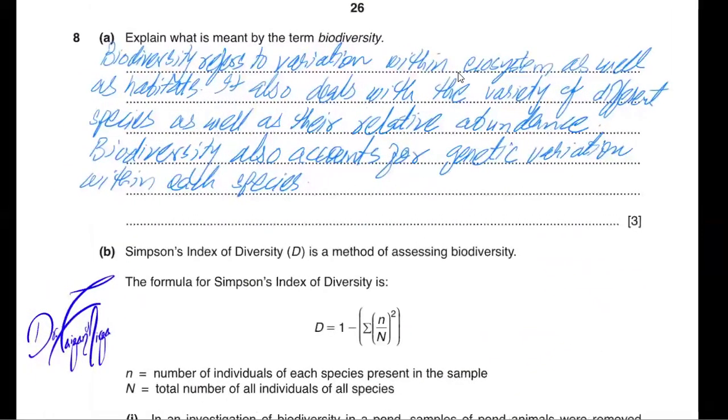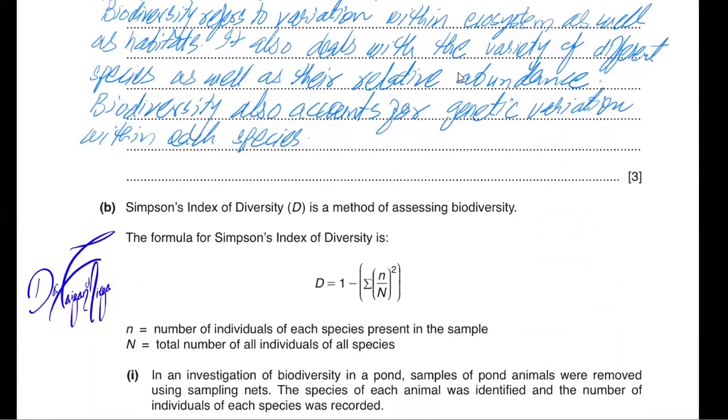Explain what is meant by biodiversity. We know biodiversity refers to the variation in the ecosystem as well as the habitats. It also deals with the variety of different species as well as their relative abundance. Biodiversity also accounts for the genetic variation. Again, we have mentioned all the three levels here.